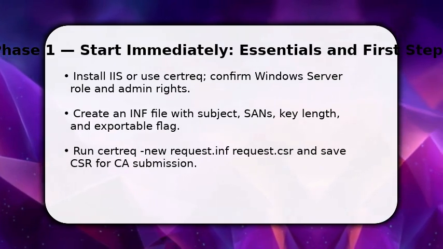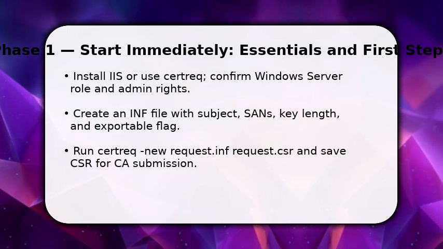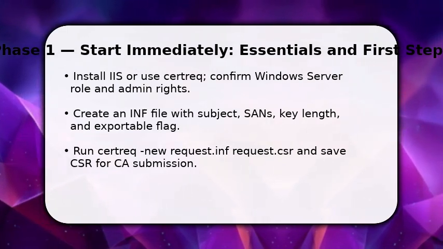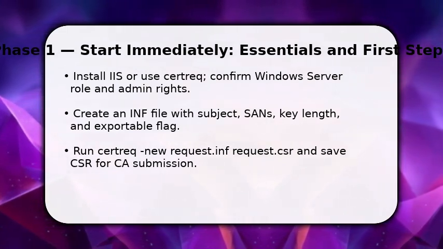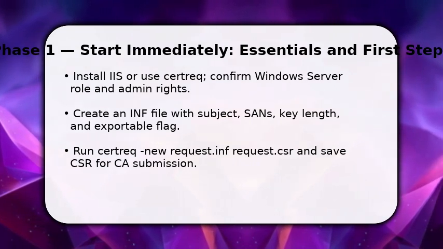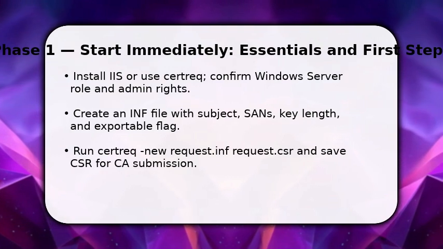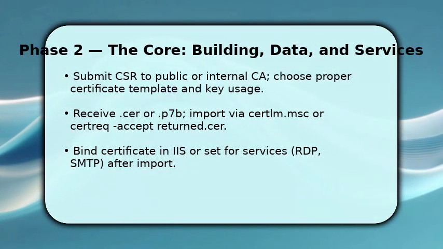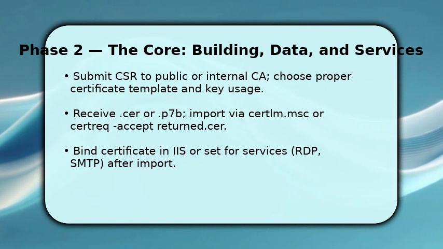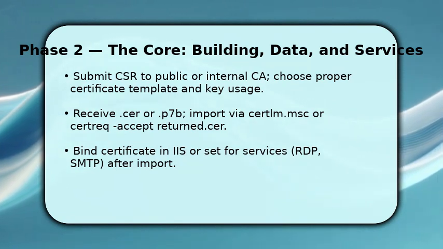Once done, execute certreq -new request.inf request.csr to produce the CSR file, which you will submit to the certificate authority. After you have the CSR, submit it to your chosen certificate authority and request the correct template and key usages, because wrong options break service binding.